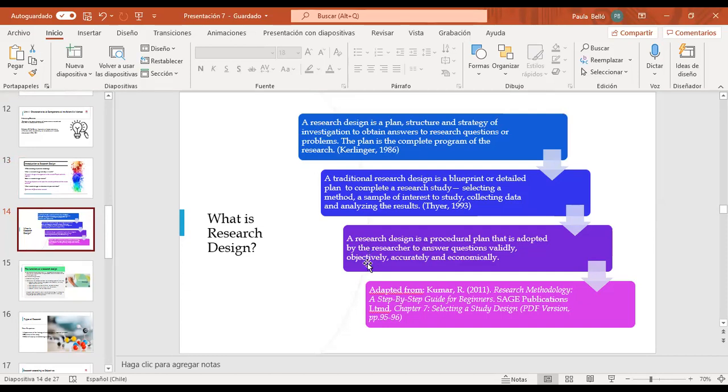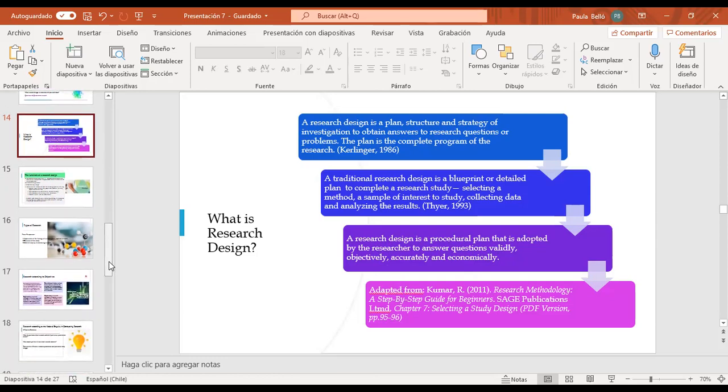Also the objective, accurate, and economical, which we read about last class. If you're going around, coming, going, that can be not economical in time if you don't have a plan. As I told you, if you don't follow the steps, you have to go back all the time, and that is not economical. Not only in money, but also in time. Si no sigo todos los pasos, entonces tengo que volver atrás, pierdo tiempo. So how am I going to get to my objective and answer questions validly, objectively, accurately, and economically?